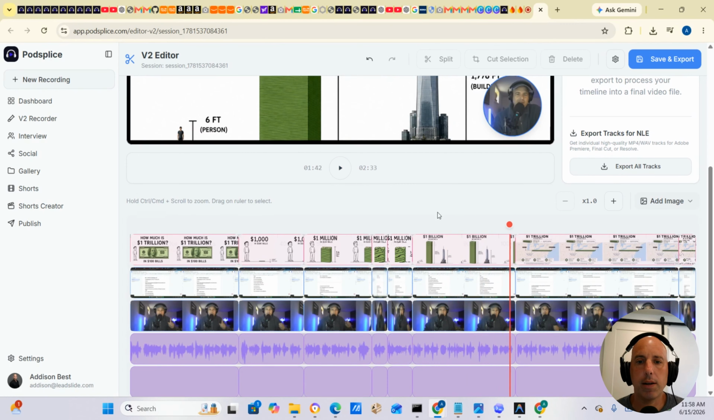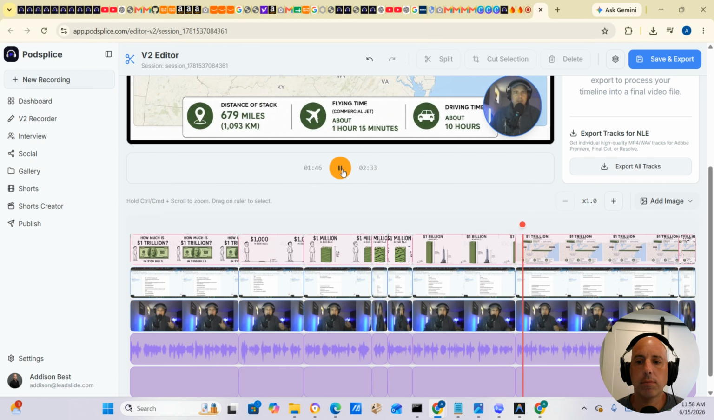Let's just double check here. Trillion dollars. Now, this is ridiculous. $1 trillion is $1,000 billion. Elon Musk just became the world's first trillionaire.